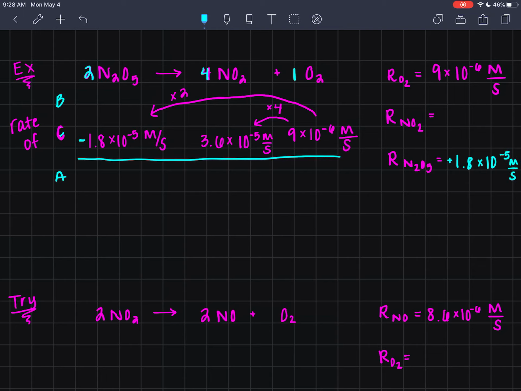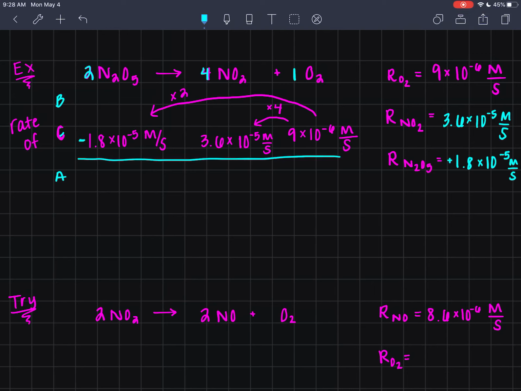So for dinitrogen pentoxide, I can say that my rate is 1.8 times 10 to the negative 5th. And then for nitrogen dioxide, I could say it's 3.6 times 10 to the negative 5th molar per second. And what did I really do? I really just used these coefficients to figure that out.